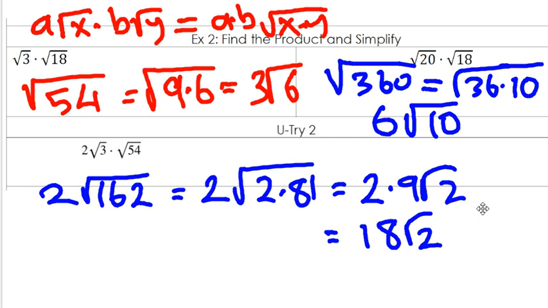On this example, we multiply the inside numbers and leave them inside of the square root, and the 2 that was outside remained outside. We got 162, which can be split into 2 and 81, and 81 is a perfect square that can go outside as 9. Then we have 18 square root of 2 as our final answer.